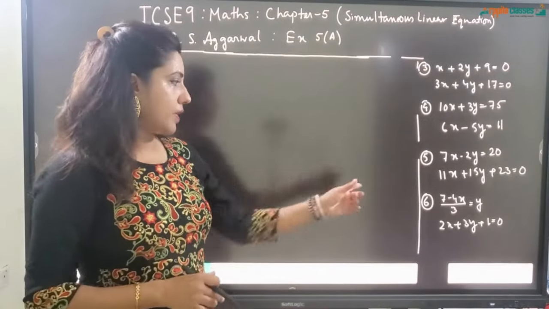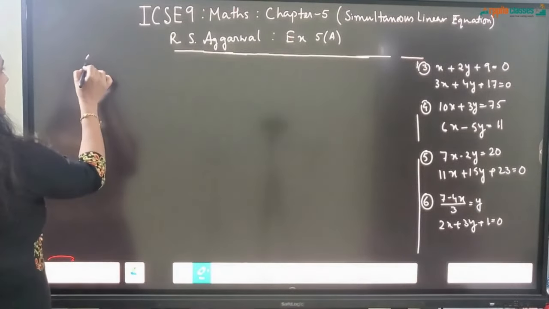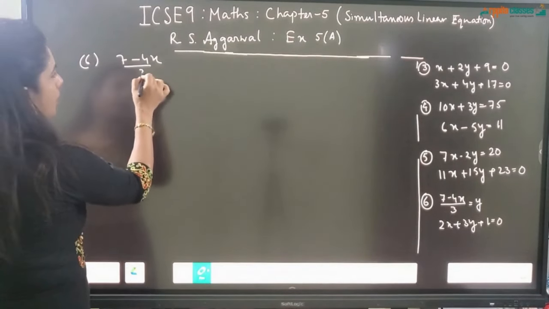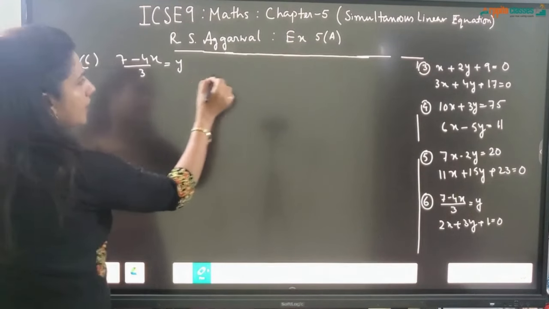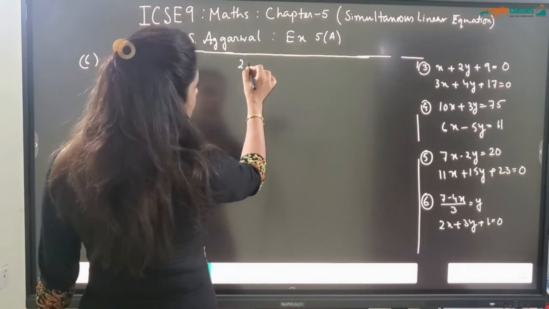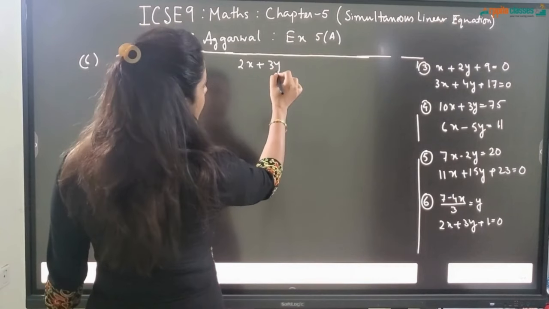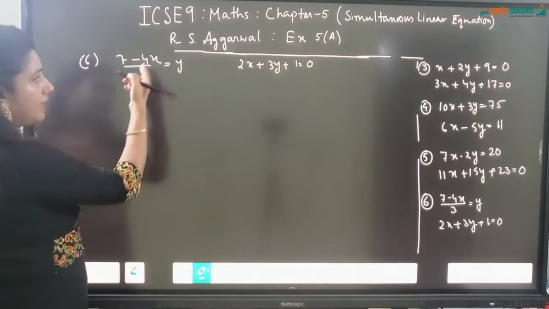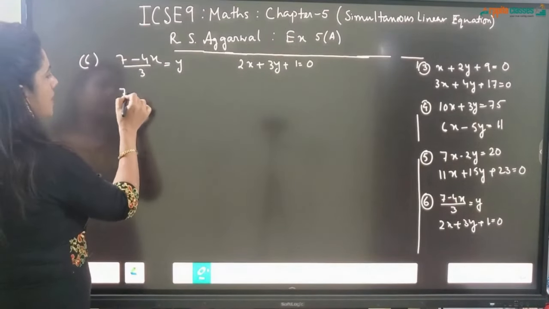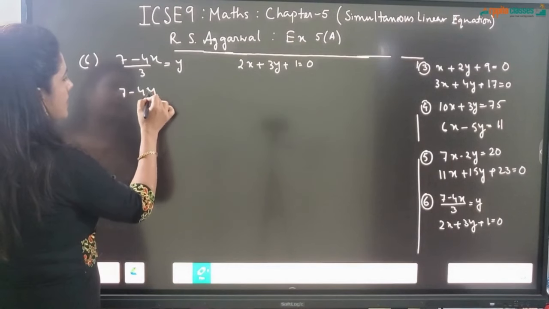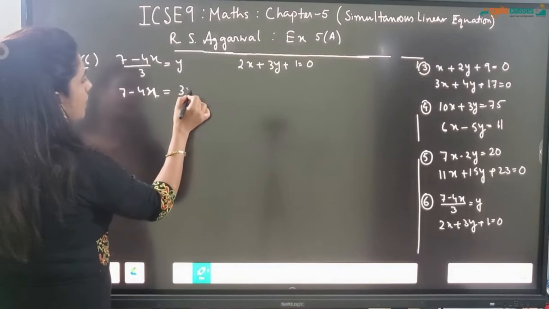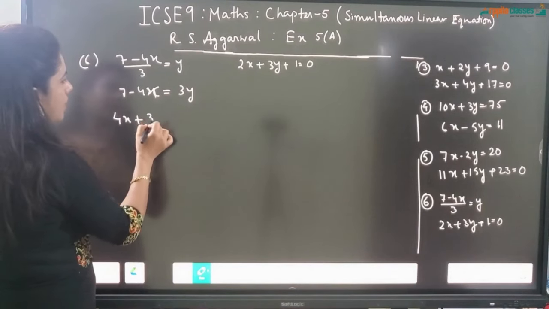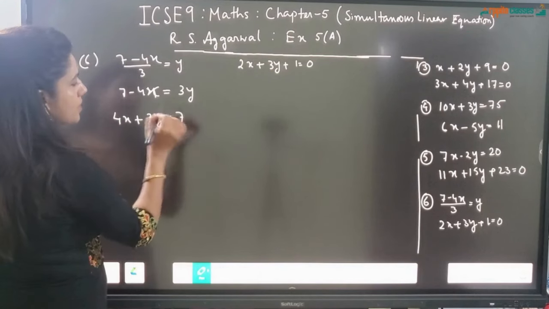Let us proceed towards question number 6. Question number 6 is 7 minus 4x upon 3 is equal to y, and the other equation is 2x plus 3y plus 1 equal to 0. Let us get this in the standard form. So this is 7 minus 4x is equal to 3y, or 4x plus 3y is equal to 7.